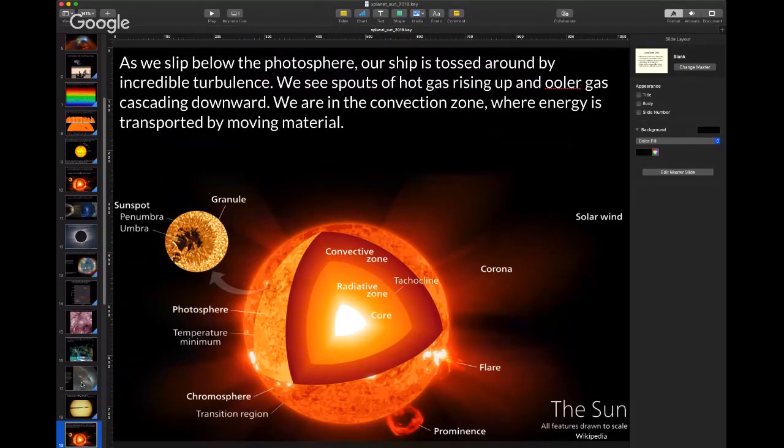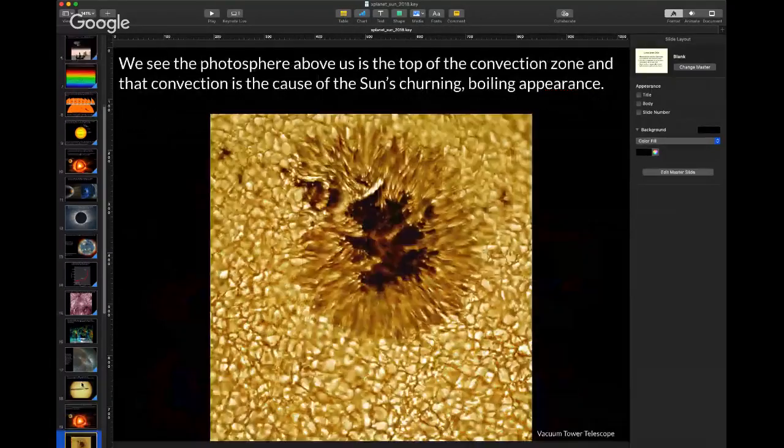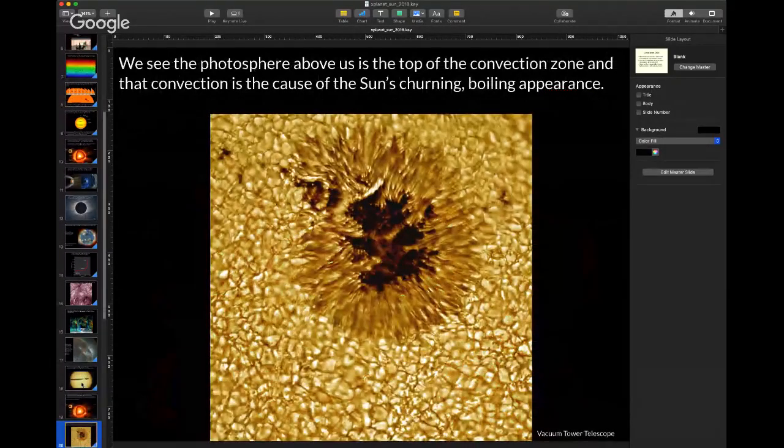We've seen this picture before. This is our map. This is sort of where we are. We are now below the photosphere, and we are into the convection zone. And we see the photosphere above us. As we turn around and we look back, we can see that photosphere, and you realize that the photosphere is actually the top of the convection zone.